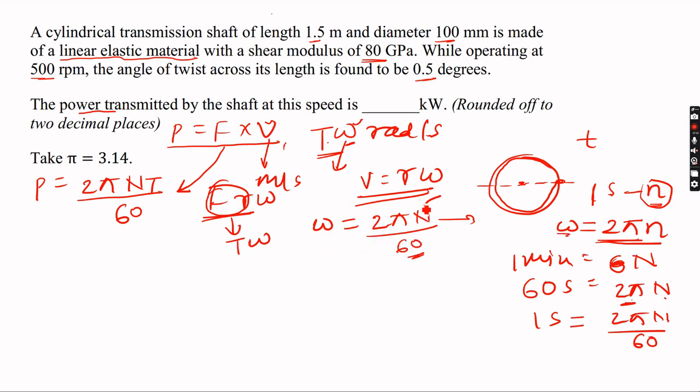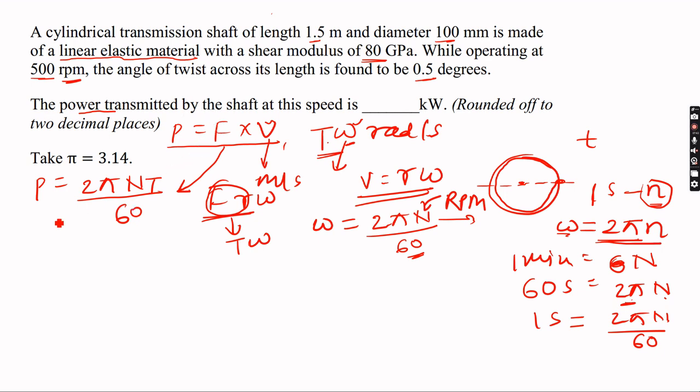Here it is provided that N is in RPM, not RPS. If it is in RPS, then 60 will not be here. Here in the question it is given 500 RPM. Up to here, any doubt? I am going step by step so that there should not be any confusion. Any doubt?